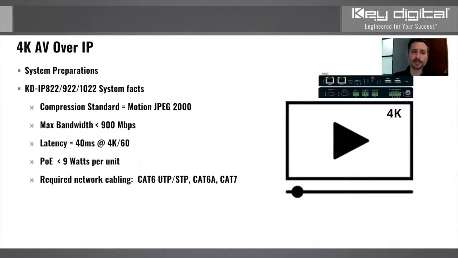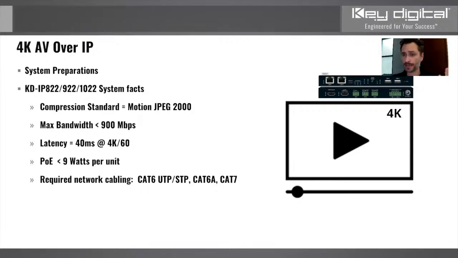So when you're going to get started with AV over IP, this might be a new category for some of you, or just your first time working with Key Digital's AV over IP. What are those system preparations? A lot of technicians will ask these kinds of questions. Well, first of all, our 4K AV over IP products use Motion JPEG 2000, which is the most commonly used compression standard in AV over IP in our industry. It is a low compression but high bandwidth result. So there's little compression, but it results in a high bandwidth.